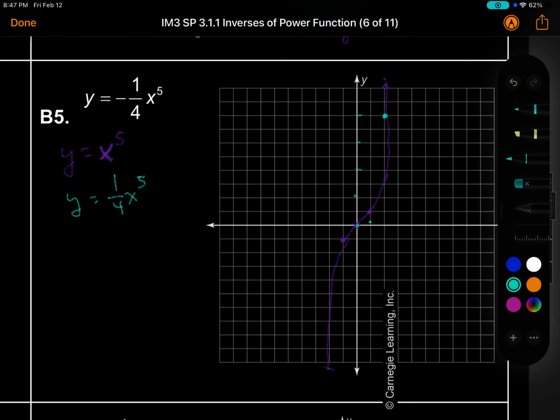And then you basically do the same thing on the other side. -1, 1/4, and then -2, you get 8. 2, 4, 6, 8. Okay, so that's just the 1/4. Let's just graph that really quickly.